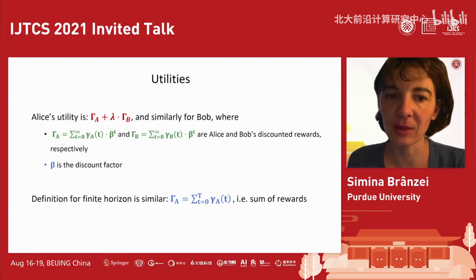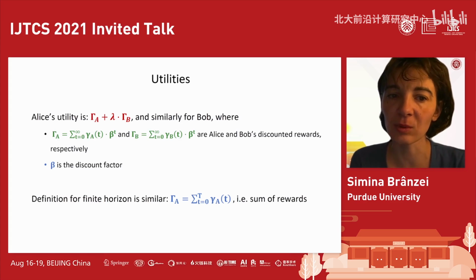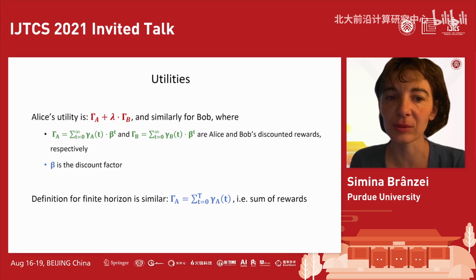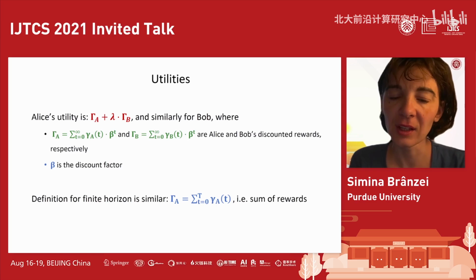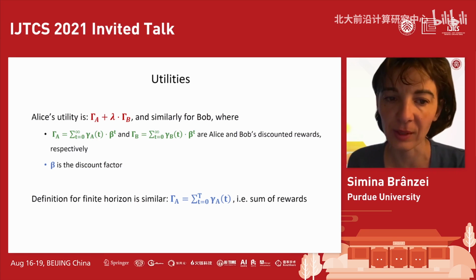To fully specify the game, we have to say what the utilities are. Alice's utility will have the form gamma A plus lambda times gamma B, and similarly for Bob, where gamma A will be the discounted reward. So it will be the sum from t equals 0 to infinity of little gamma A of t times beta to the power t, where beta is the discount factor and little gamma A of t is the utility that Alice got in round t, so her reward for round t, basically 0 or 1.